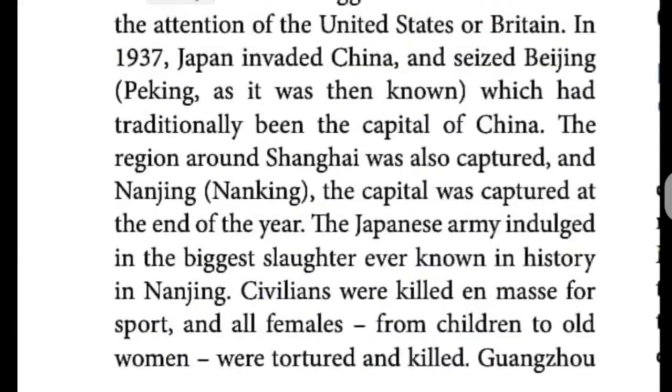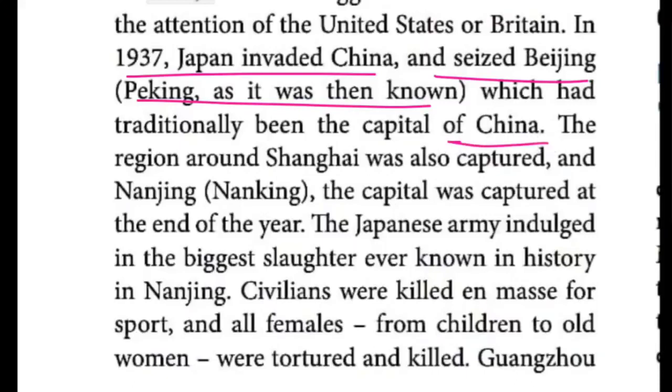So in 1937, again, Japan invaded China. They invaded China and captured Beijing. Beijing, otherwise called Peking, the another name. So that was a traditional capital of China. Next they surrounded Shanghai. Shanghai also they captured. The Japanese captured it, and Nanking, its capital, also they captured in the end of the year.